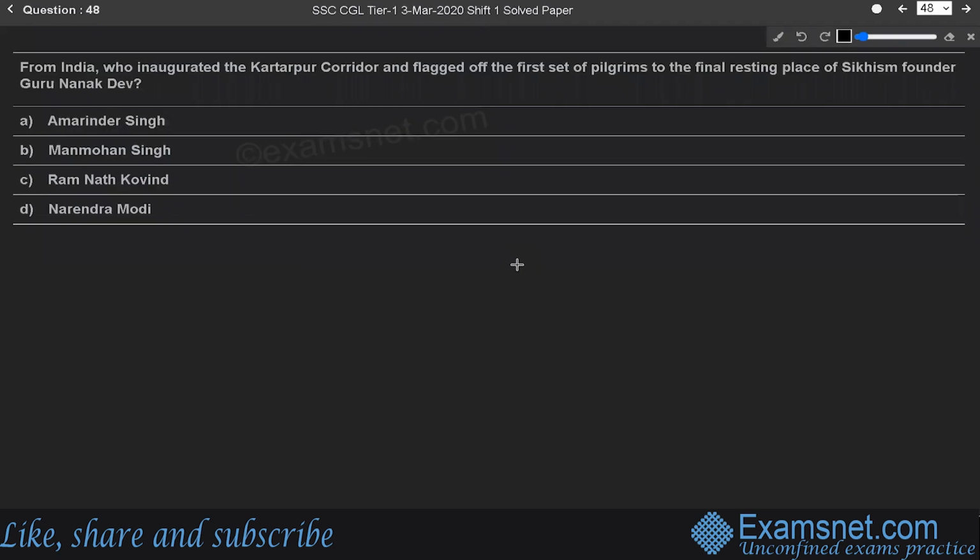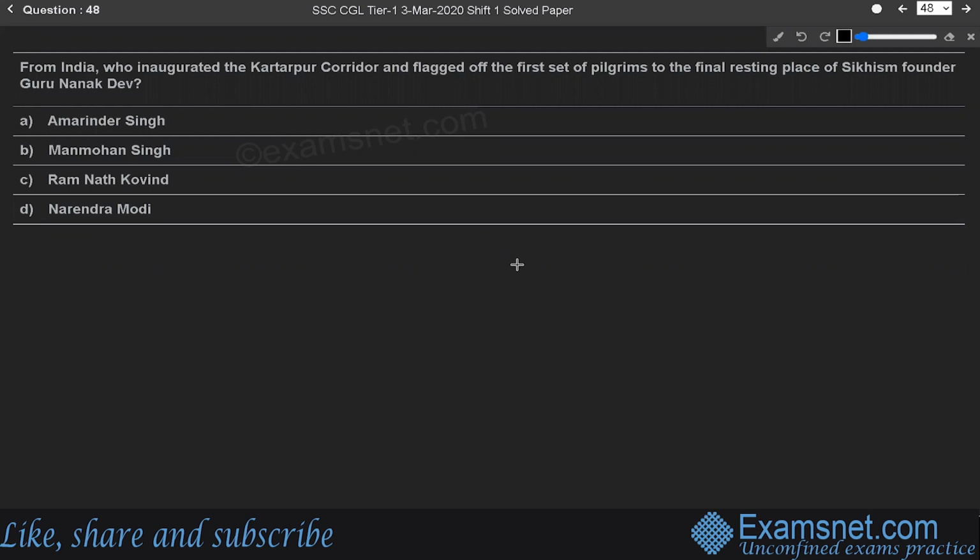Next question is, for India, who inaugurated the Kartarpur corridor and flagged off the first set of pilgrims to the final resting place of Sikhism founder Guru Nanak Dev? Let us have a look towards the options. Amarinder Singh, Manmohan Singh, Ramnath Kovind, and Narendra Modi. The correct answer for this question is Narendra Modi.